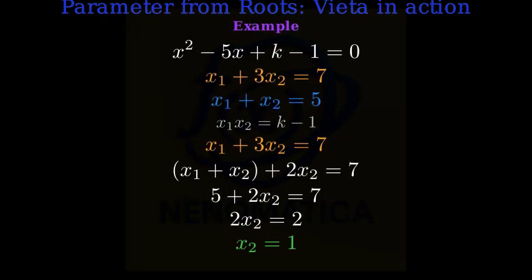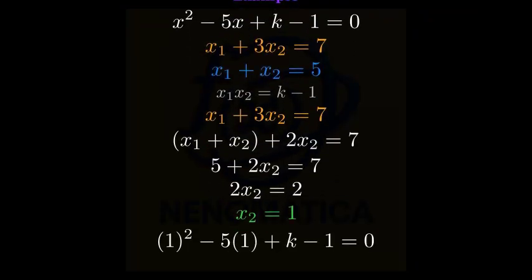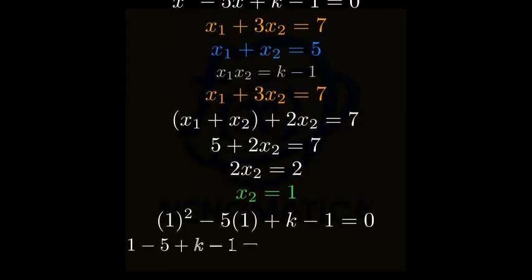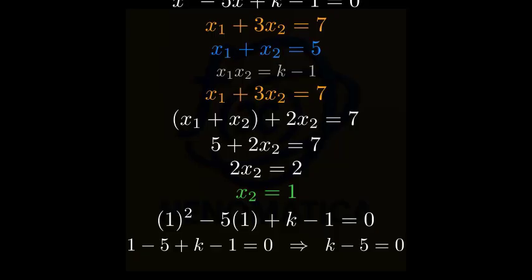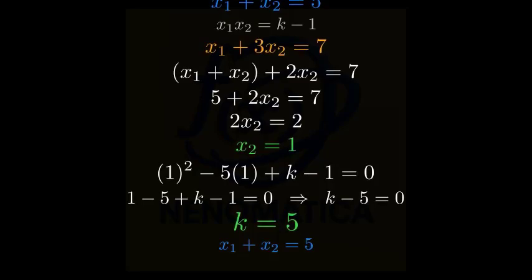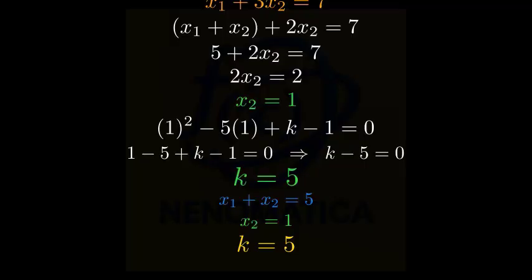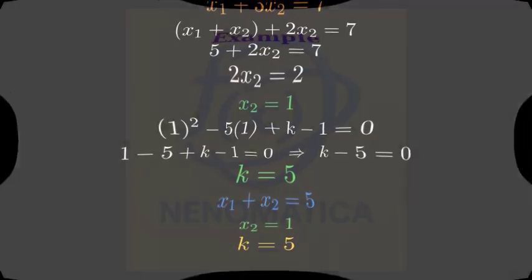Step 3. If x2 equals 1 is a root, then substituting x equals 1 into the quadratic must give 0. Substitute to get 1 squared minus 5 times 1 plus k minus 1 equals 0. That simplifies to k minus 5 equals 0. Therefore, k equals 5. Quick recap. Vieta gave the sum x1 plus x2 equals 5. Combining with x1 plus 3x2 equals 7 produced x2 equals 1. Substituting that root into the polynomial forced k to equal 5.